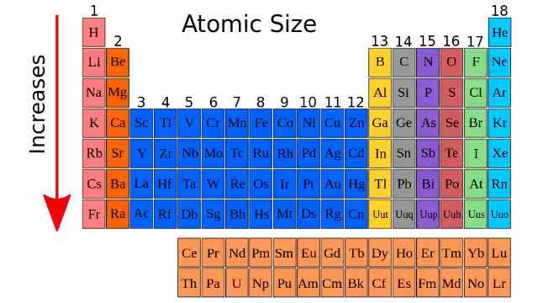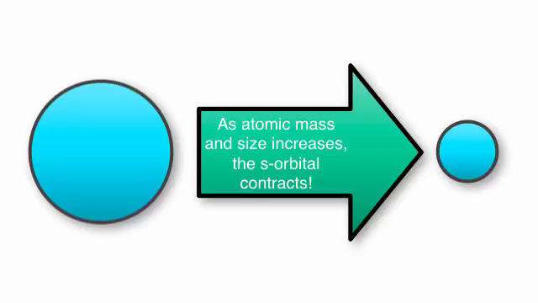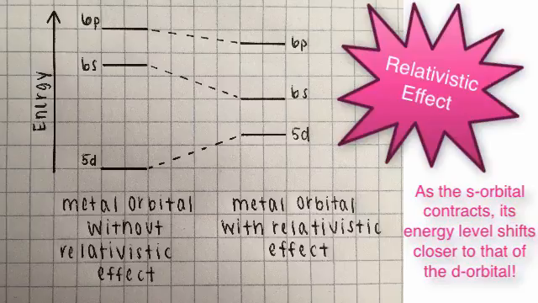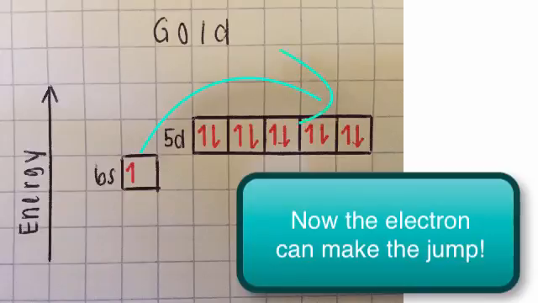As we go down the group in the periodic table, atomic size and mass increases. This causes the s orbital to contract to a greater extent. As the s orbital contracts, the energy level shifts closer to that of the d orbital. Now the electron can make the jump, so gold is the metal that is behaving differently than we would expect because of the relativistic effect.